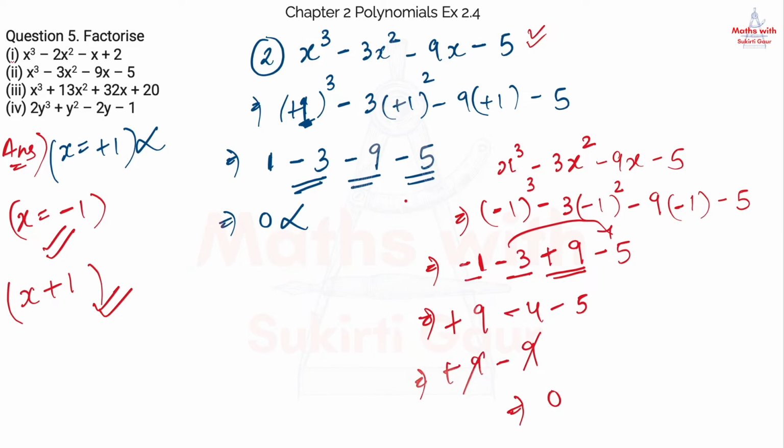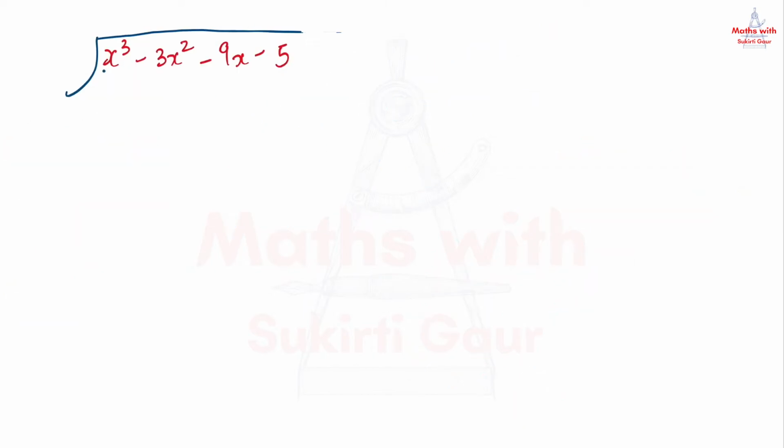we will be finding other factors. So we are going to divide this polynomial with x plus 1. Let us start. Focus on the first term. We are going to take x square at the first place, such that we are getting x cube, plus 1 into x square is plus x square.